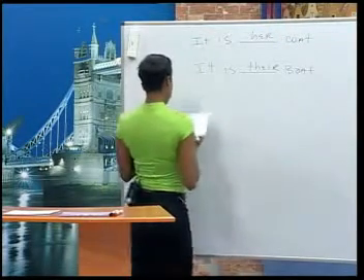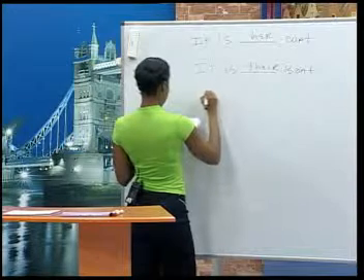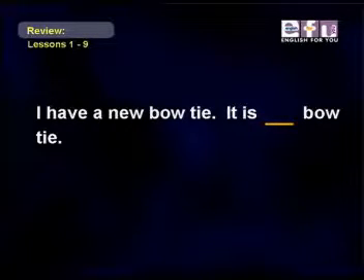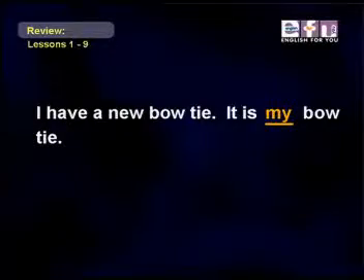Let's see. I have one for Sylvia. I have a new bow tie. It is blank bow tie. That's easy. It is my bow tie.